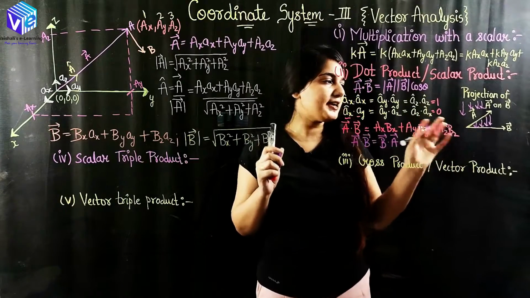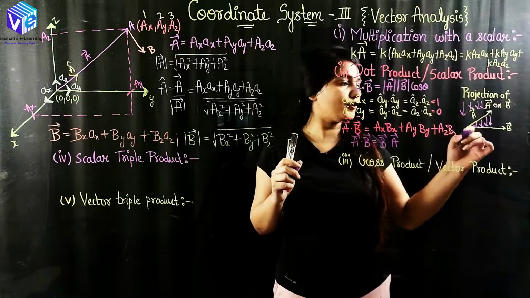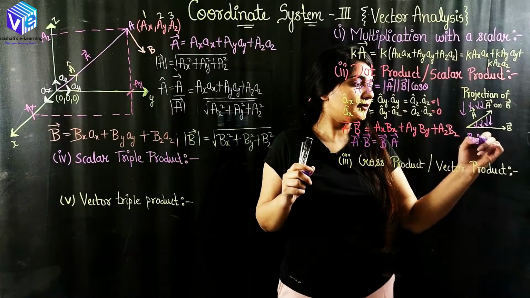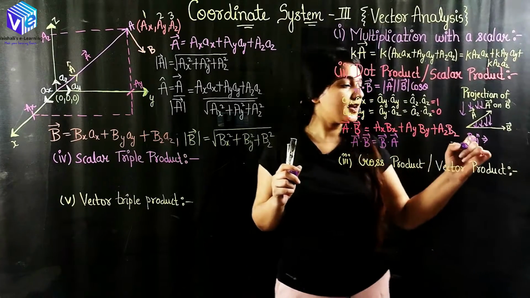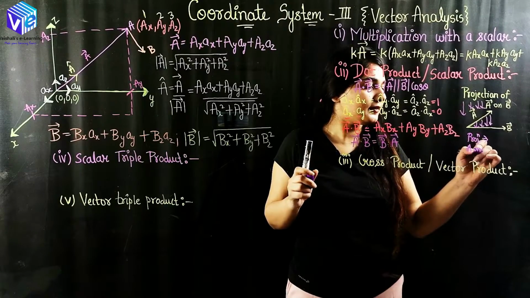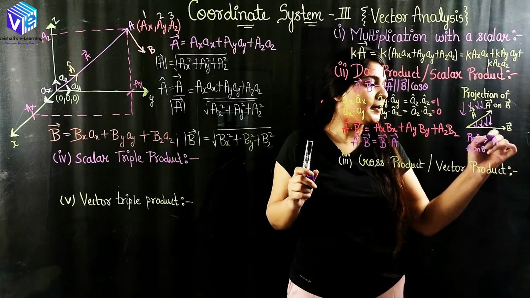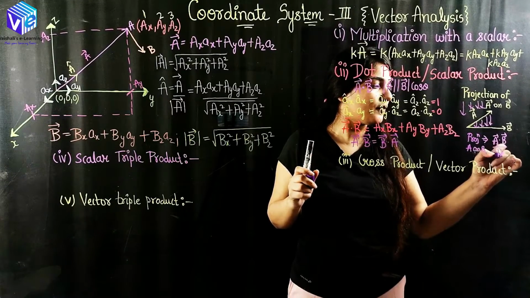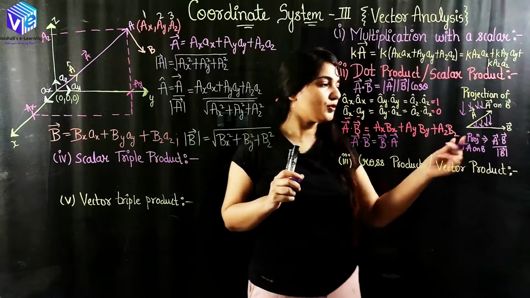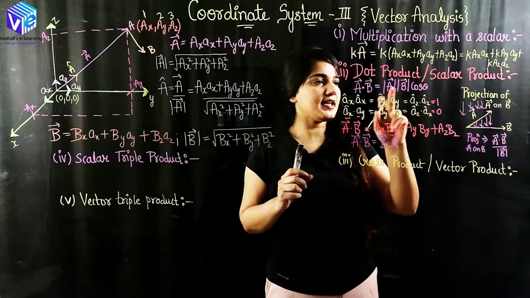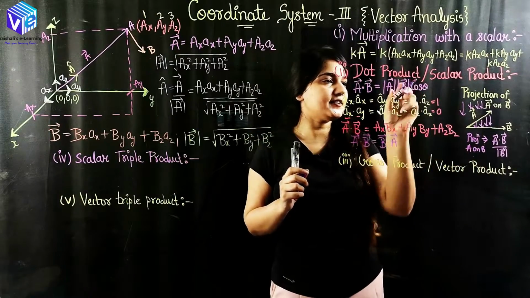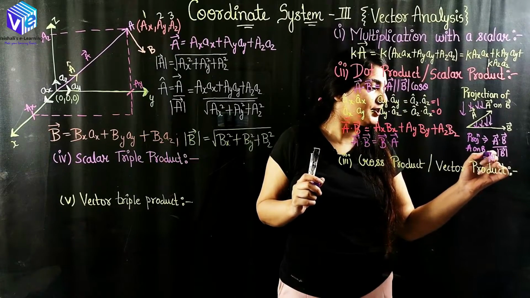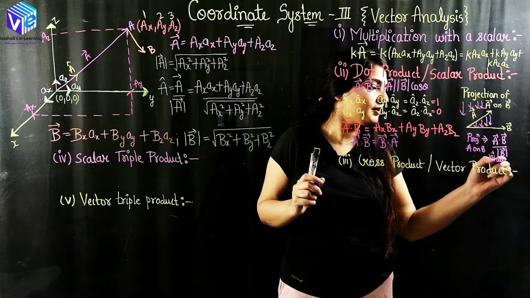I can easily find out the projection with the help of dot product. So projection is given by, remember, it is a projection of a on b. It is given by a vector dot b vector upon the magnitude of the b vector. So a vector dot b vector is ab cos of theta. It is divided by b vector. I am getting a vector magnitude cos of theta.